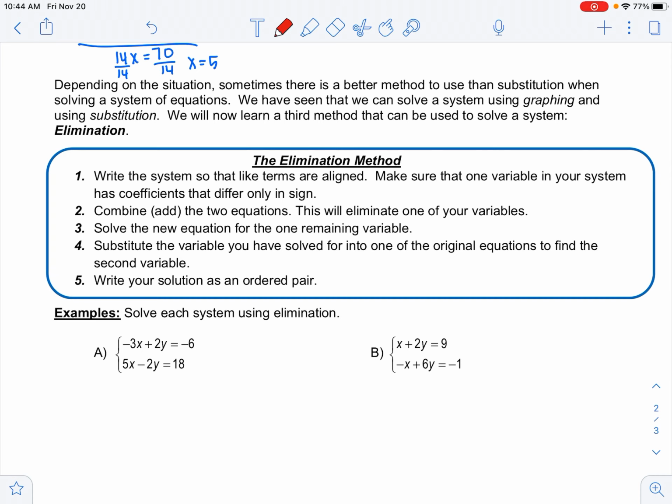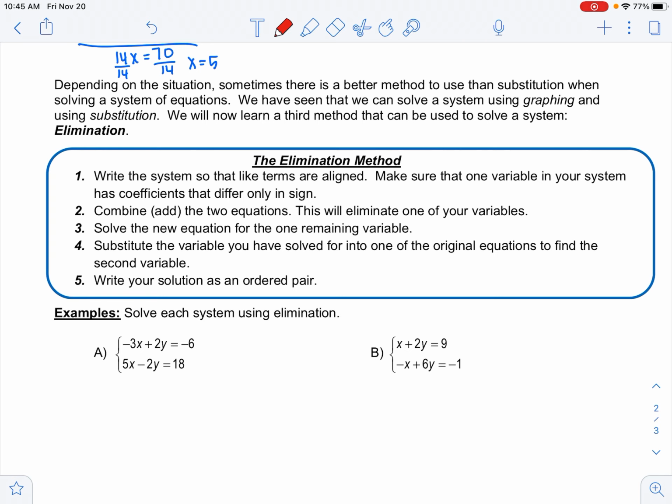All right, so now it says, depending on the situation, sometimes there's actually a better method to use than substitution when solving a system of equations. We have seen that we can solve a system using graphing and substitution, but now we're going to learn our third and final method in this class, which is elimination. So elimination is exactly what someone would think it is. It's getting rid of something. You have two variables and you'd be getting rid of one of the variables so that you can solve for the other one. So here's the process.